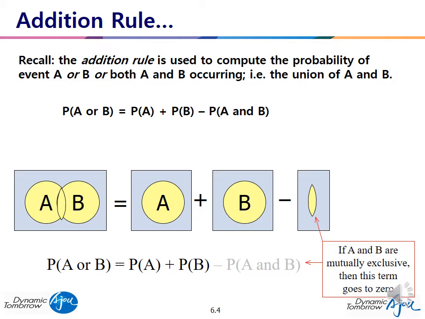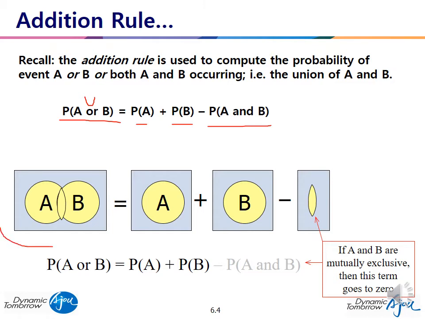Let's see the addition rule. The addition rule is used to compute the probability of event A or B or both occurring. That is the union of A and B. Probability of A union B is equal to probability of A plus probability of B minus probability of A intersection B.